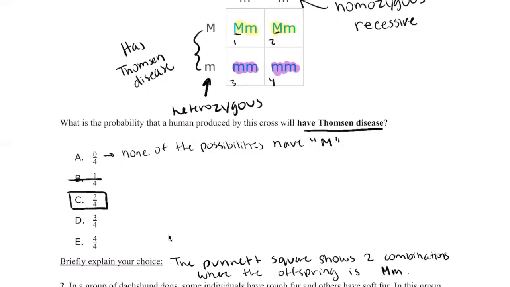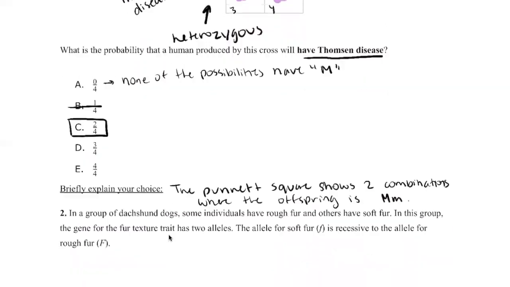You could give a little bit more explanation if you want. You could give a little bit less and just say that 2 out of the 4 boxes have capital M. Capital M is dominant. You could talk about that too. There's no necessarily right answer. I just want to see what you were thinking when you answered the question.